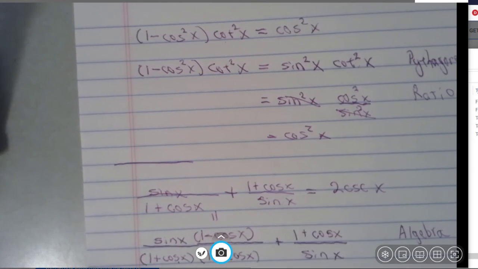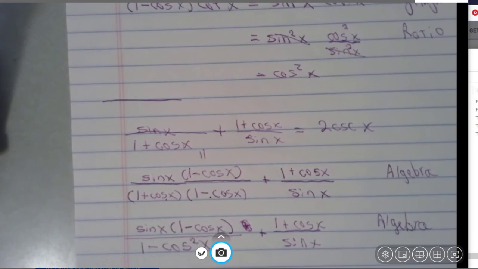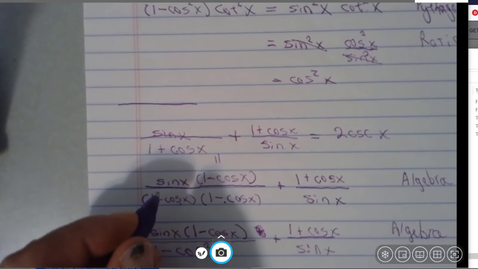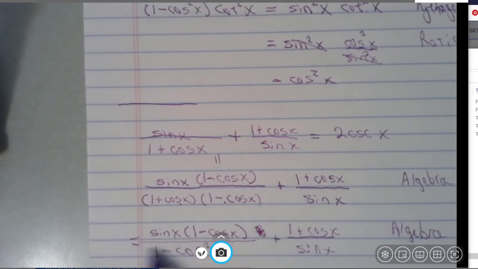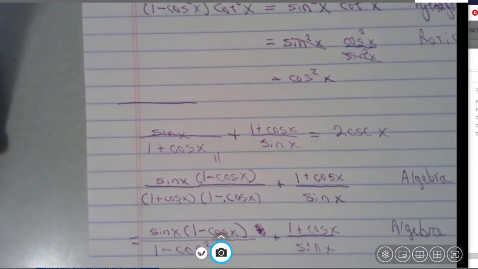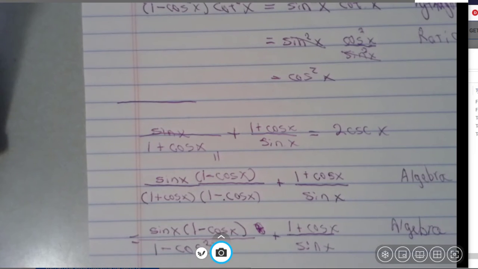And what I did here was, well, algebra. I multiplied those 2 things together in the denominator. Okay, then the next thing, I need my equal signs here. This is equal to this. Okay, now the next step in the calculation is this. 1 minus cosine squared is the same as sine squared. And 1 minus cosine squared x, you need to say the x. 1 minus cosine squared x is the same as sine squared x.